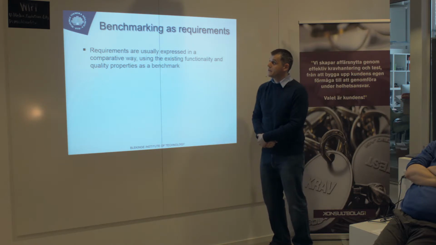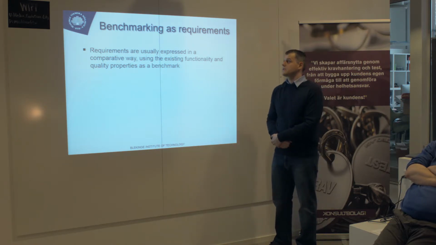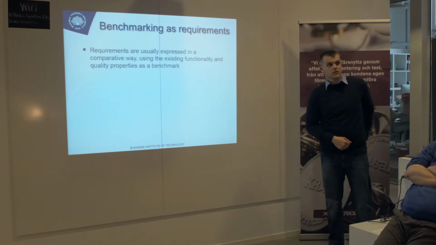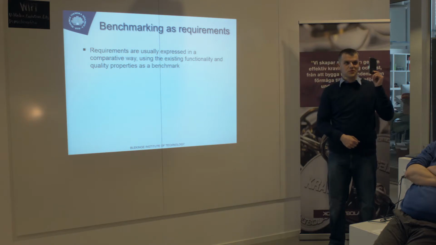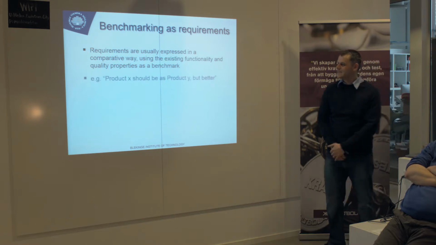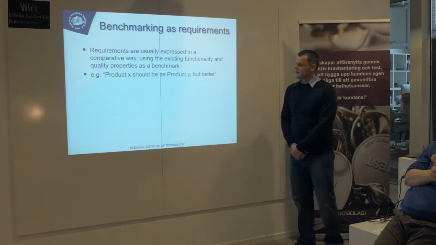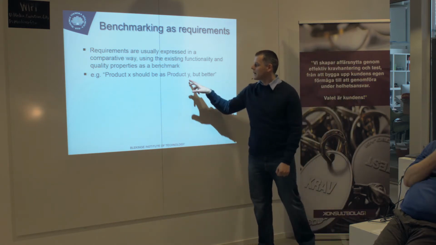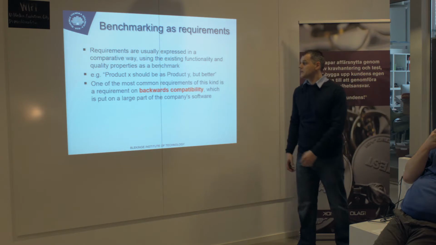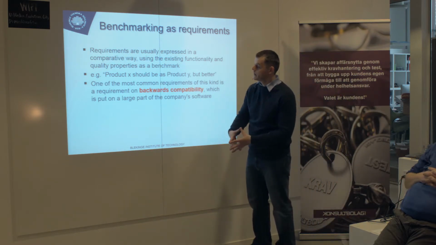Here is an interesting finding. Requirements are usually expressed in a comparative way using existing functionality and quality properties as a benchmark. For example, I need to buy a new phone, I just want this to be better than the old one. This is the only requirement I have. Should be as product-wise, and I will come back to this, because it brings us to the very interesting aspect of requirements engineering that we are currently researching quite heavily.